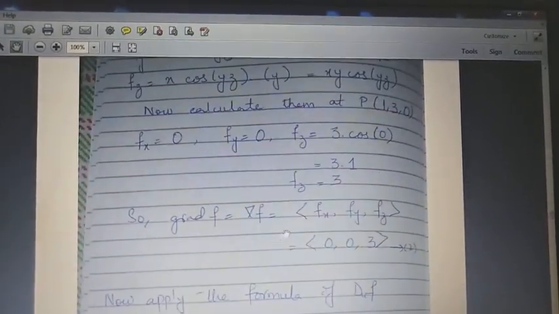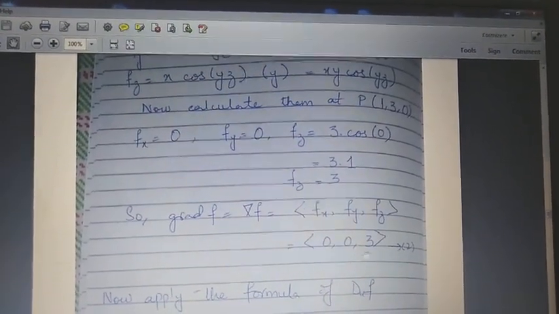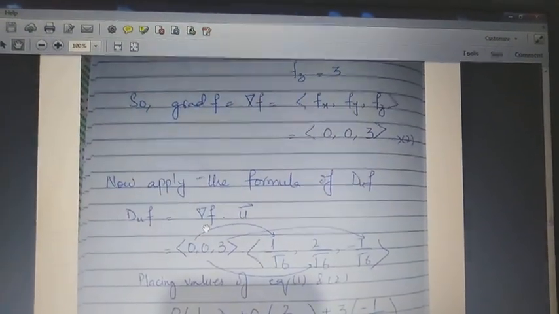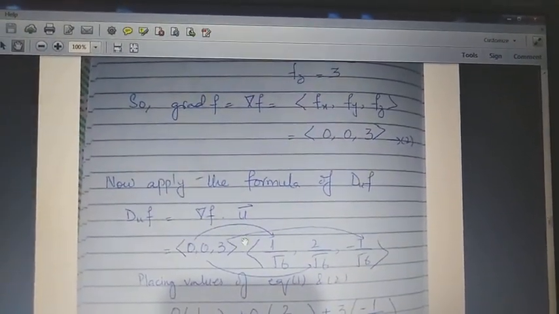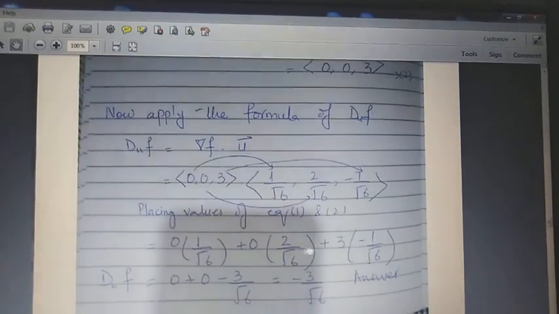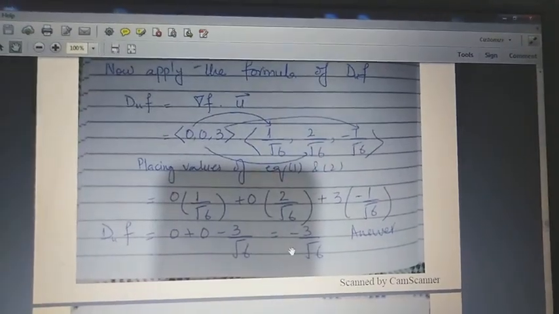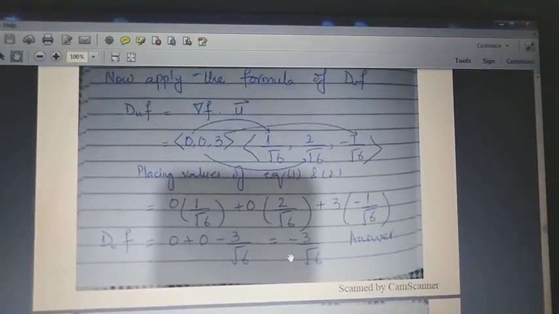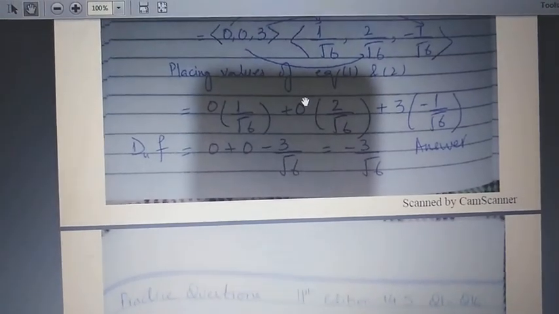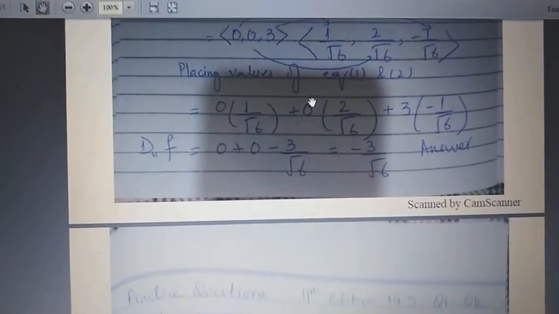Now you will write these partial derivatives in the form of the gradient of f. So it is (0, 0, 3) in the bracket notation. Now you will apply the formula, the gradient of f dotted with the unit vector, both in bracket notation. Now you will take the dot product term by term, and the answer is minus 3 by square root 6. So your answer for the directional derivative of the given function is minus 3 upon square root 6.